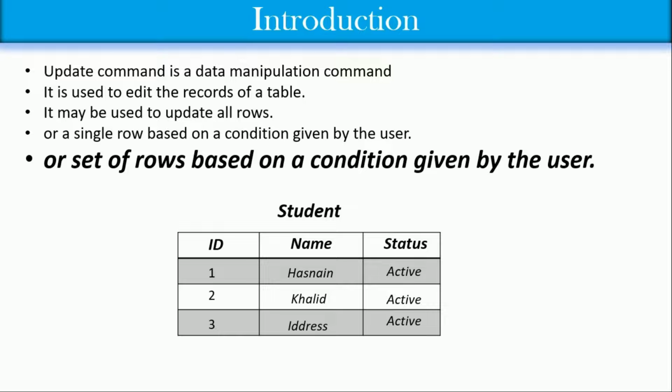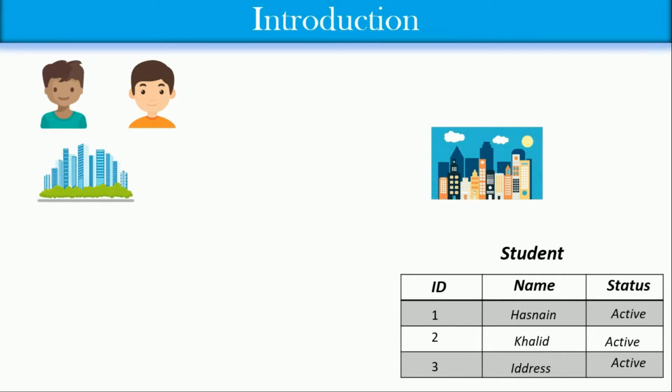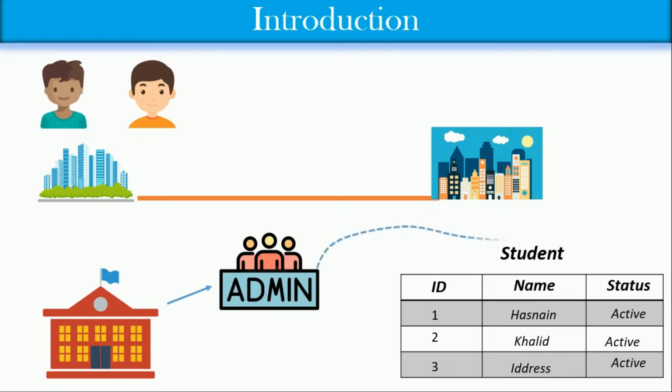Let's consider a scenario. For example, Hasnan and Idris are brothers. They are shifting from one city to another city, so they write an application for the certificate. So in the school, the admin section will change the student's status from active to inactive. The command which is used to change the set of rows based on a condition is the update command. So the update command is responsible to change a set of rows based on a condition.